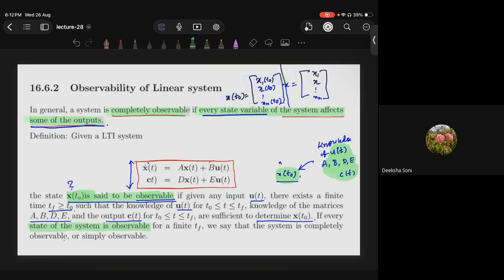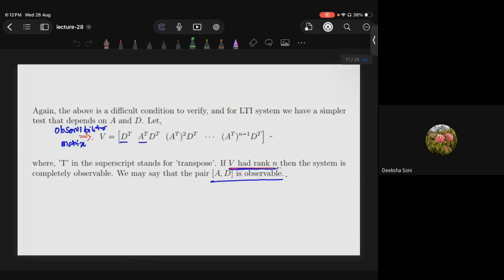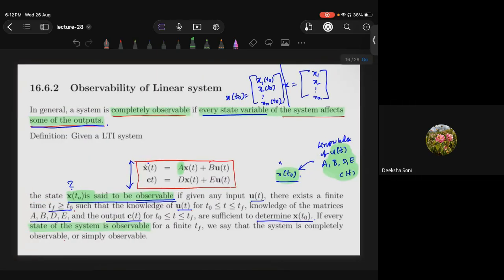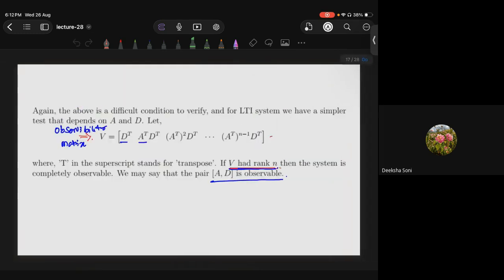Similarly, just like the previous case, here we use the A matrix and D matrix to find whether the system is observable or not. What we do here is we will call something called the observability matrix. This is that matrix: D transpose, A transpose D transpose, etc., up to A transpose power n minus 1 D transpose. Again, we substitute those D and A matrices, and we find the det of V and check whether it is equal to 0 or not.